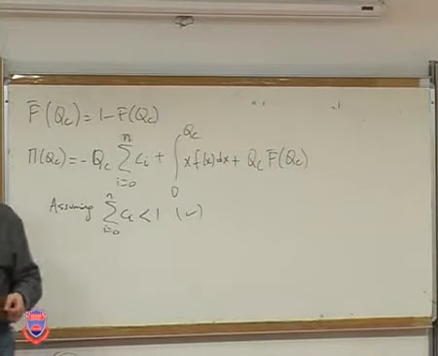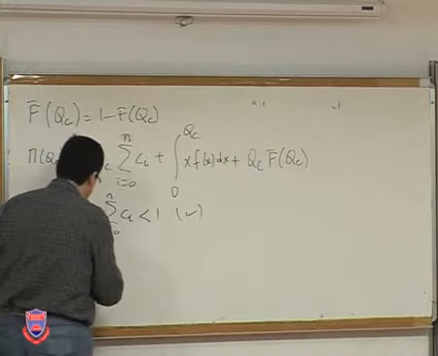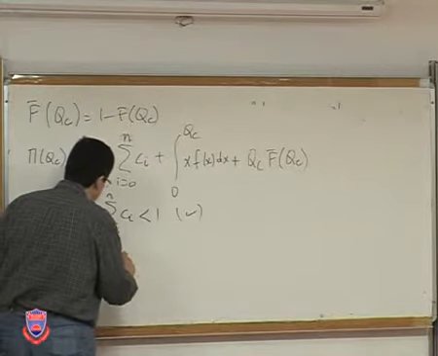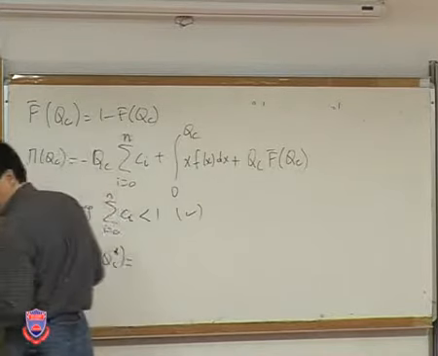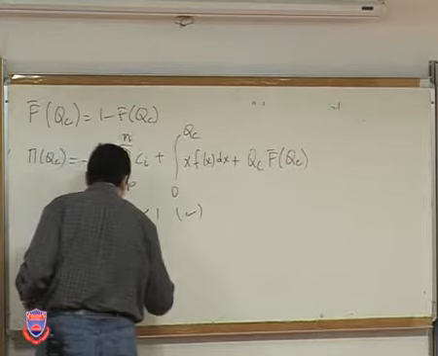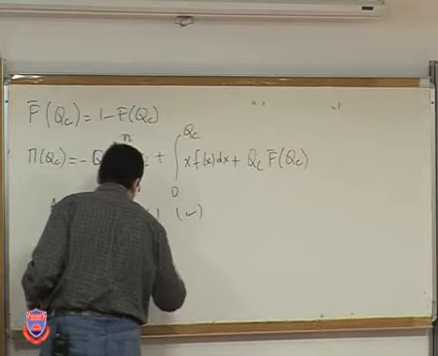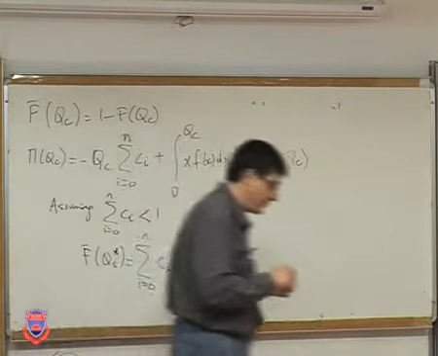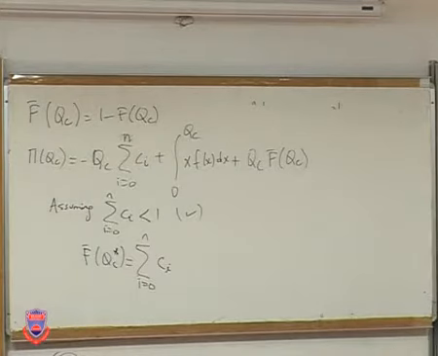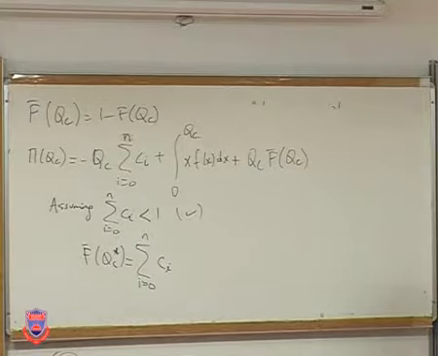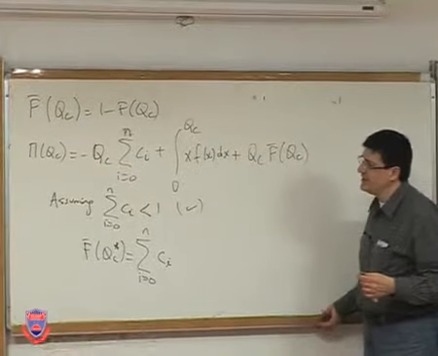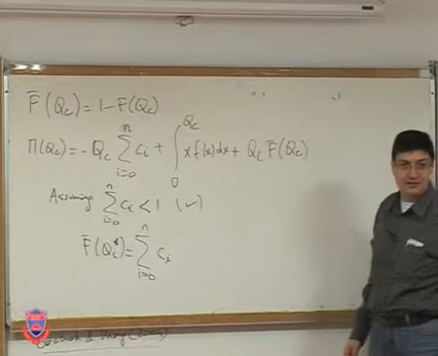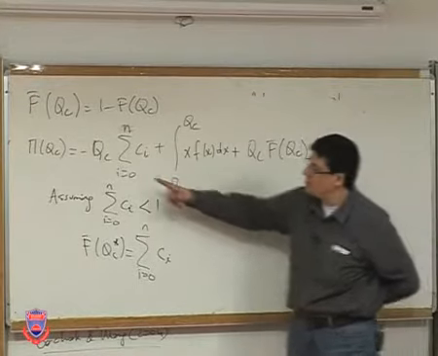And then we can obtain F bar of Q_C optimal to be equal to the summation over i from 0 to n of C_i. Okay, so this is the solution that we obtain. Well, how do we obtain this? Well, we're going to take the derivative with respect to Q_C.